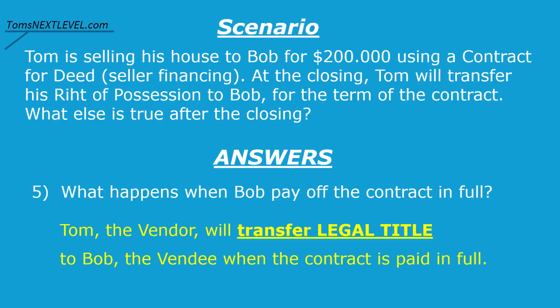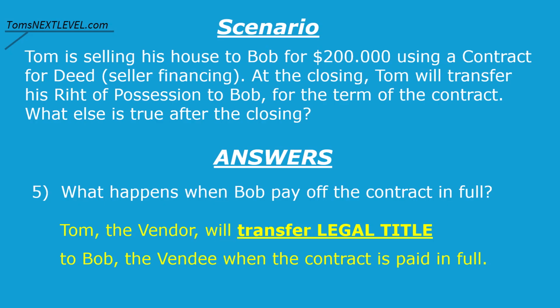There's also an example here of voluntary alienation. Voluntary alienation. Remember, Tom is transferring title to Bob voluntarily, and alienation is any transfer of title. Anytime a title changes hands, you have a different owner. That's alienation of the property. Tom did it voluntarily, so that's a voluntary alienation example. Remember that, okay?